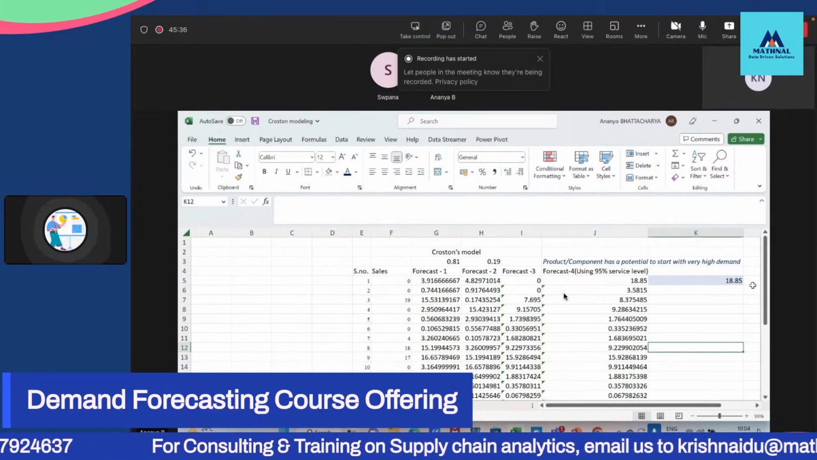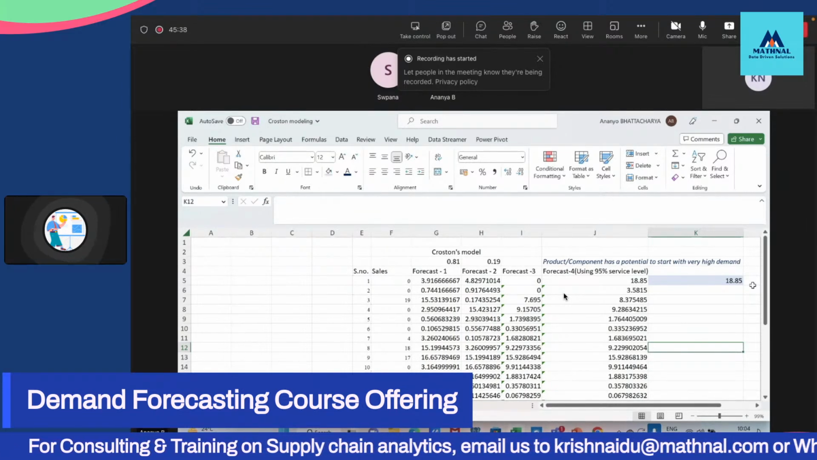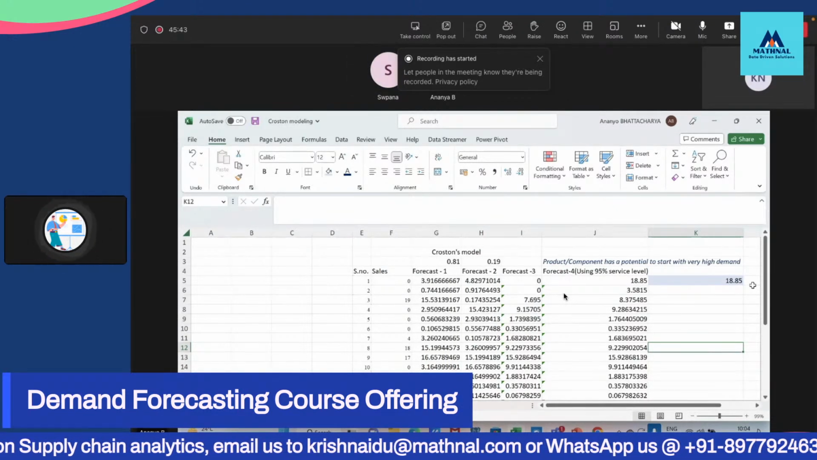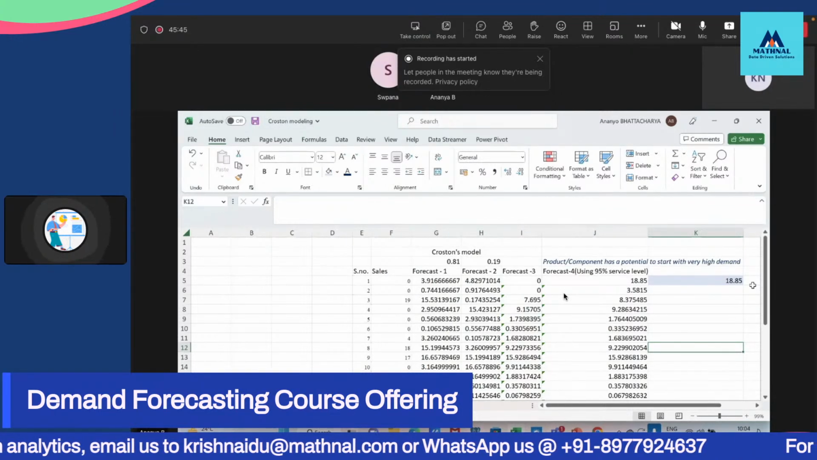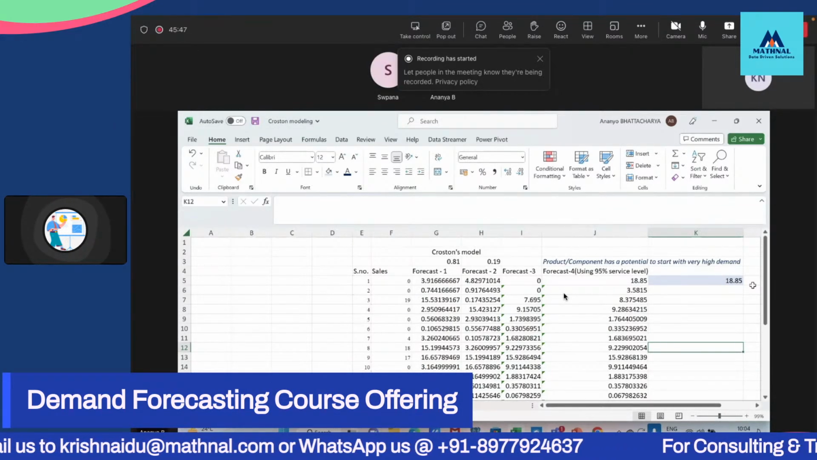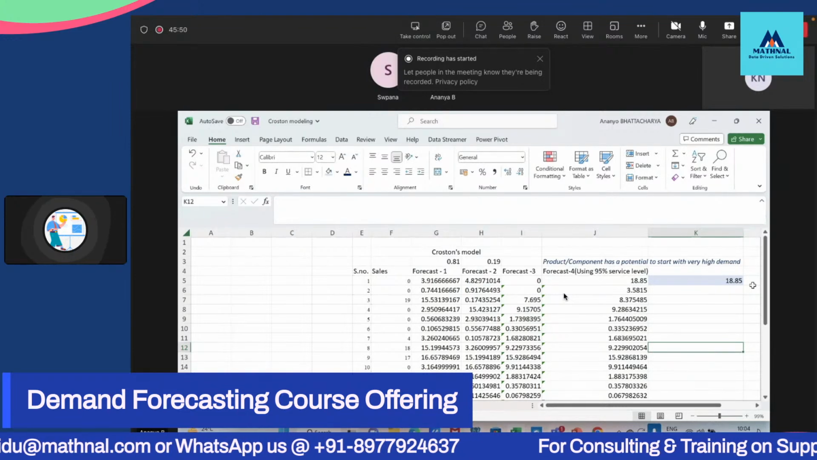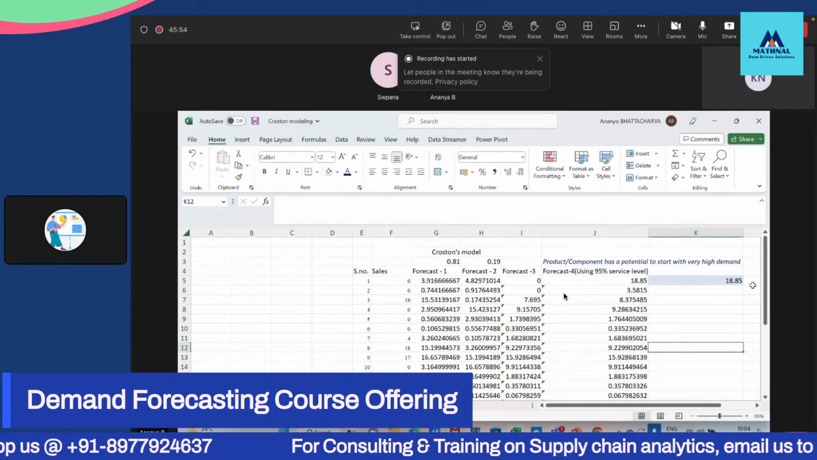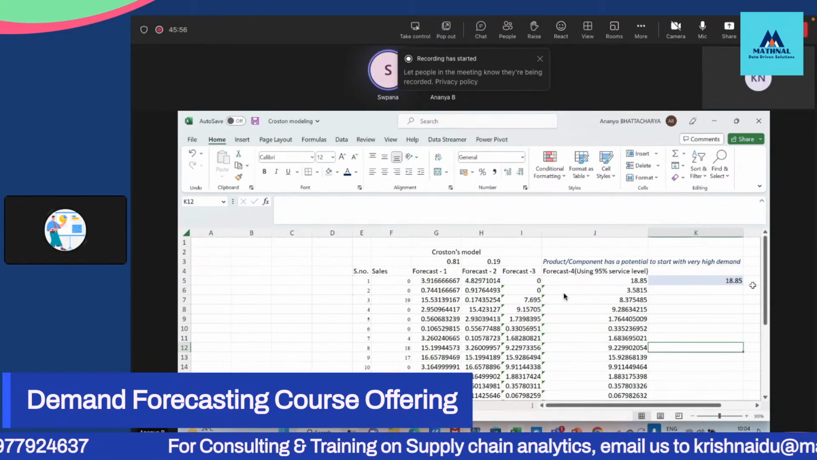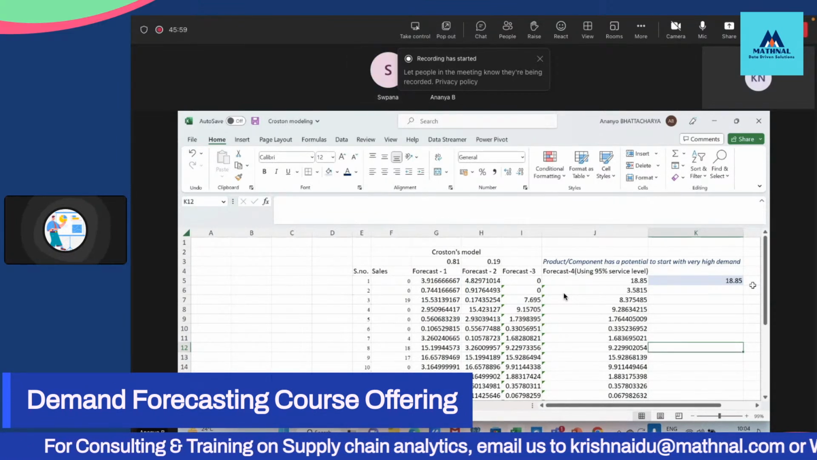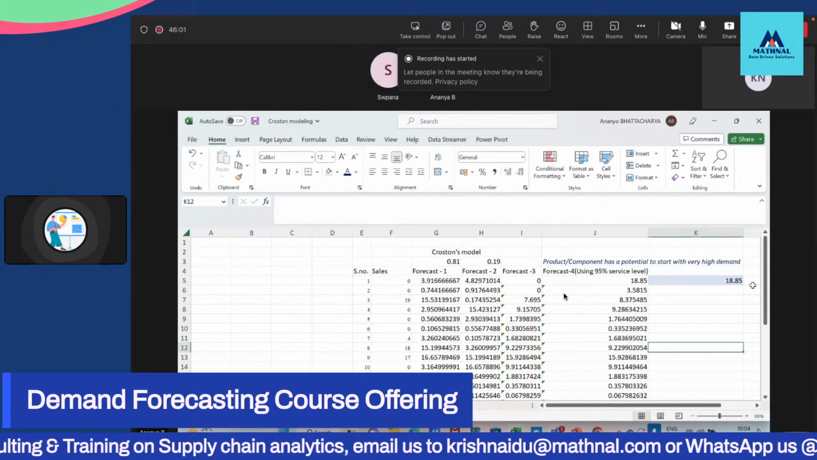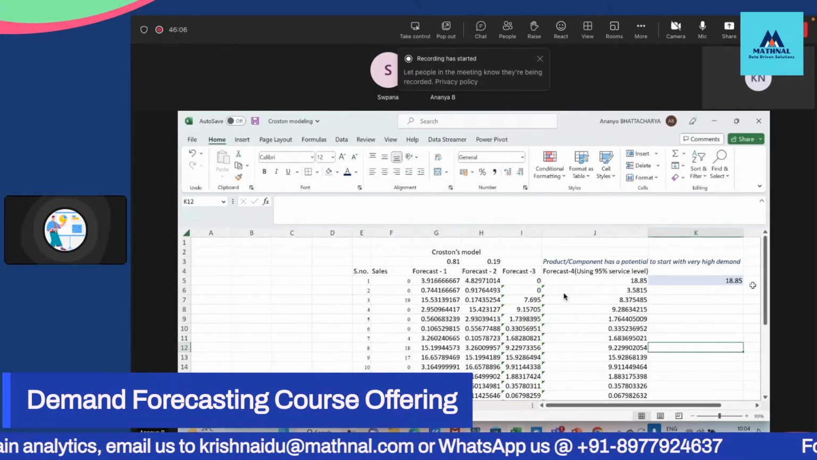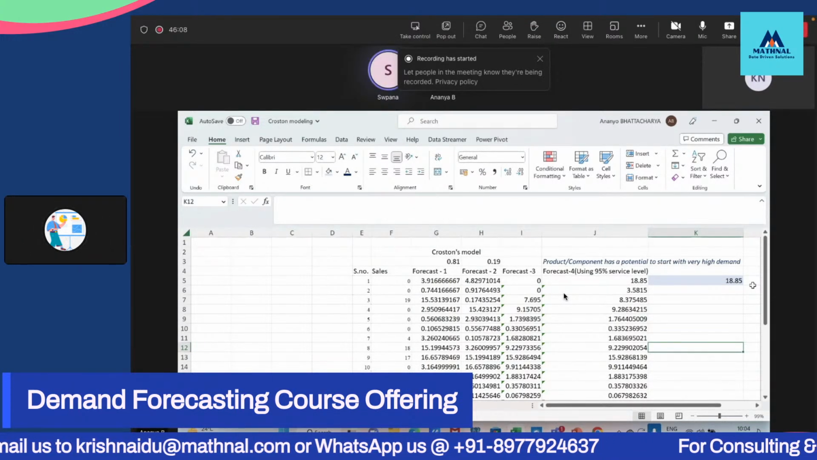If I say 98% of the times you should be able to deliver to customers with a given inventory, in that case, what should be the percentile? It should be 98 percentile, not 98%. There's a difference between percent and percentile. We have already studied those things.